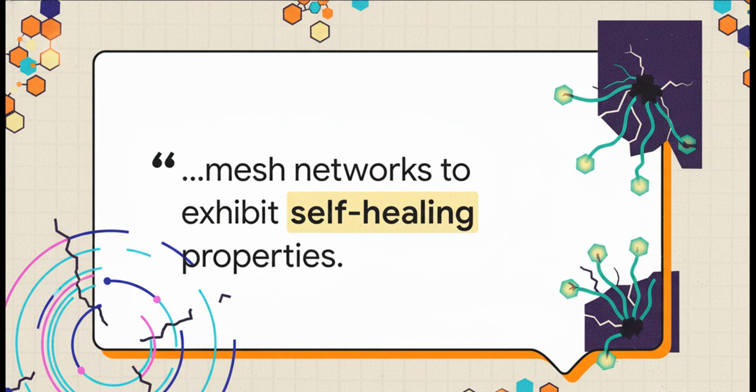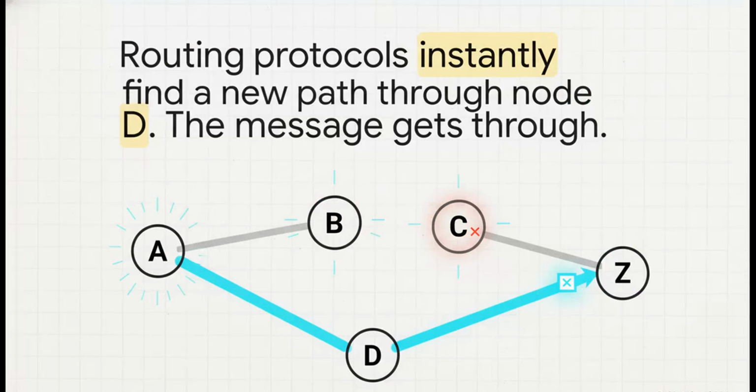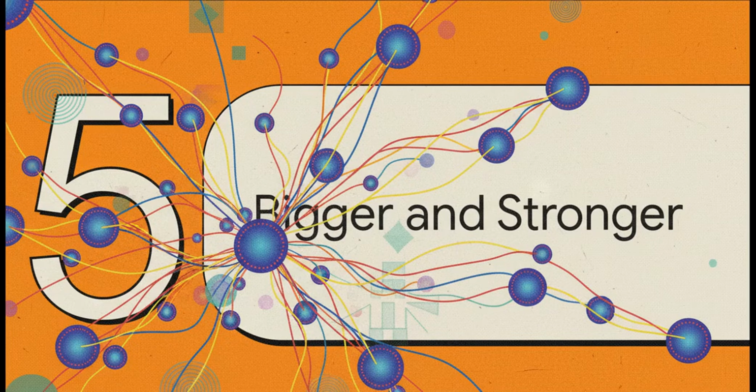And the source material here puts it perfectly. Mesh networks have self-healing properties. That's an amazing way to think about it. They can actually sense there's a problem, block off the broken path, and figure out a way around it, all by themselves. And just like that, the network's routing protocols kick into gear. They instantly find a new path. Maybe this time it's through node D. The message gets delivered and the network just keeps on humming along as if nothing ever happened. Now that is resilience. But being tough is only half the story.